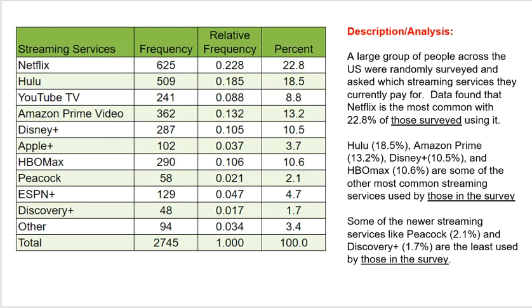Some of the newer streaming services like Peacock and Discovery Plus, at 2.1 and 1.7%, were the least used by those in the survey. So did I mention every single outcome? Well, no, there were quite a few. If there's only 4 outcomes, yeah, mention all of them. But with a lot of outcomes, I thought it was super important to mention the most common, some of the other ones that are fairly higher, and also mention the two lower ones that I saw.